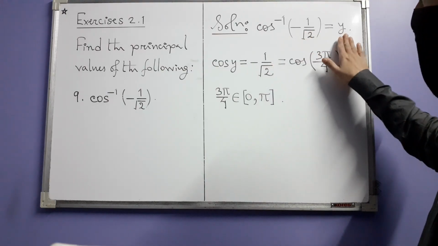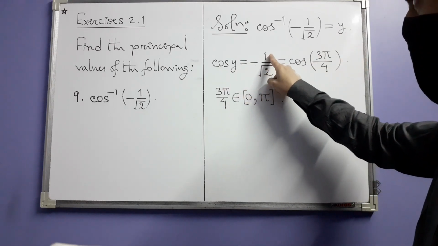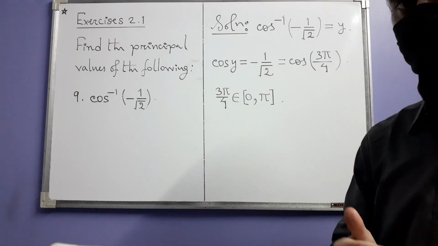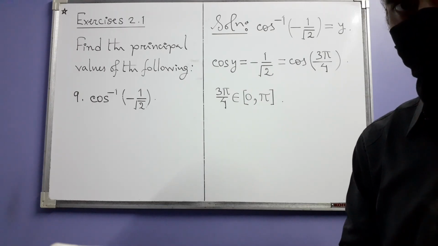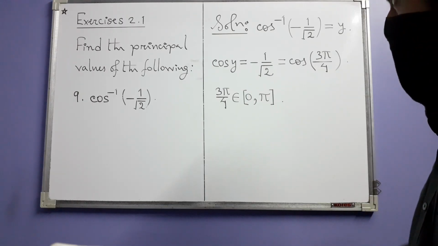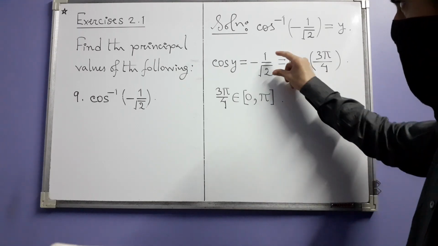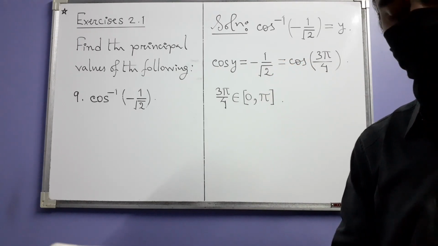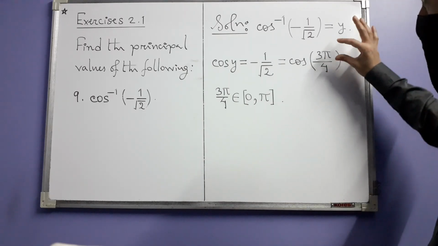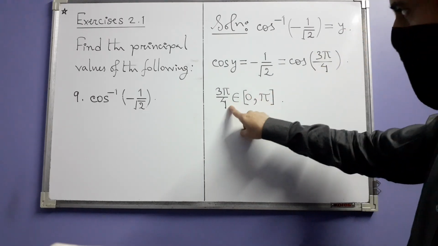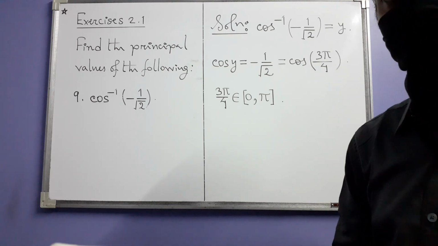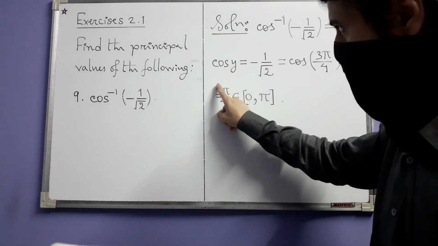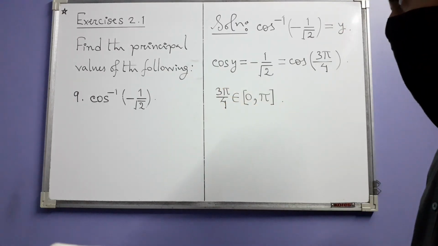So again you take this to be y, then cos y is minus 1 divided by root 2. Cos pi minus theta is minus cos theta. You have to remember this. So in this case, what should be your theta if you want this value 1 divided by root 2? Pi over 4. So pi minus pi over 4 is 3 pi over 4, and that also belongs to this range of the principal branch of cos inverse. So this is our principal value.